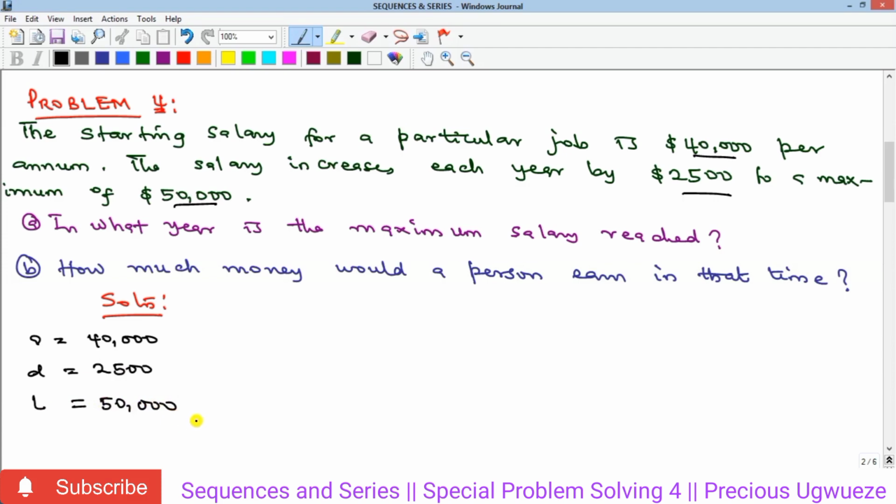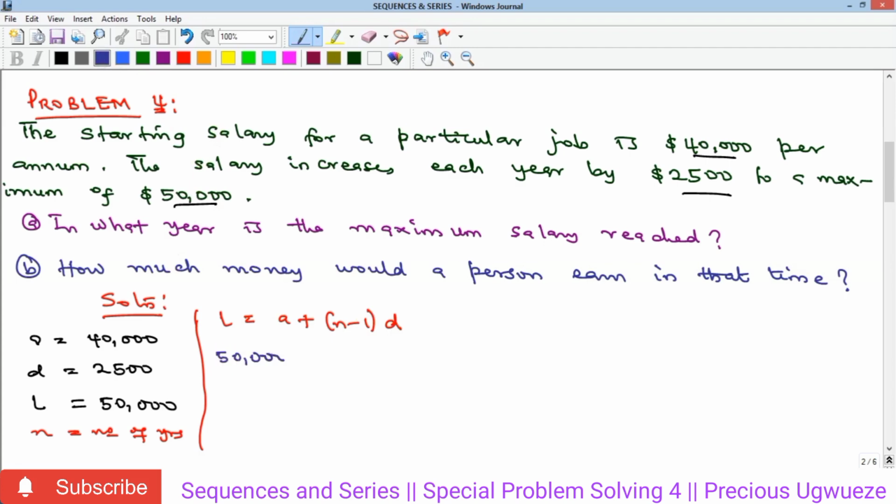The first question says, in what year is the maximum salary reached? So what year will this last term be achieved? First of all, you're looking for the n that will achieve this last term. The n here stands for the number of years. We recall that L is equal to A plus n minus 1 times D. You remember that?